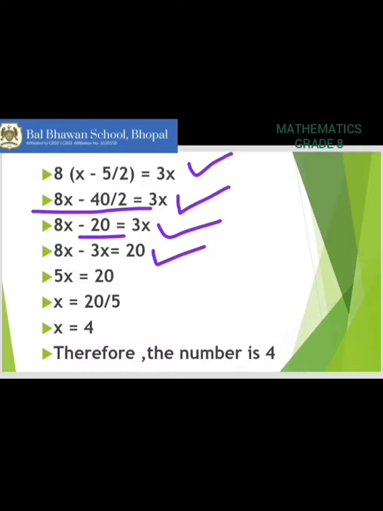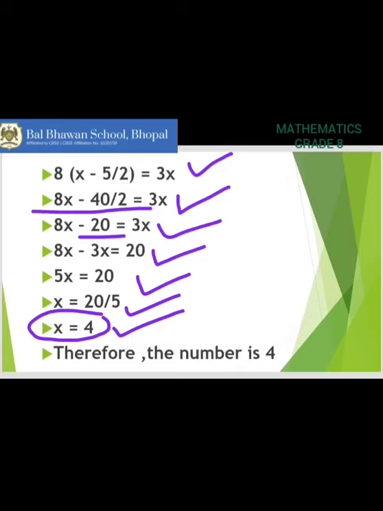You better know how to transpose the numbers from one side to another side, and how the change in sign takes place. Later on, 8x minus 3x has given me 5x equals 20. Simplifying it further, I have got x equals 4. This is the value of x, and that's what we were looking for.